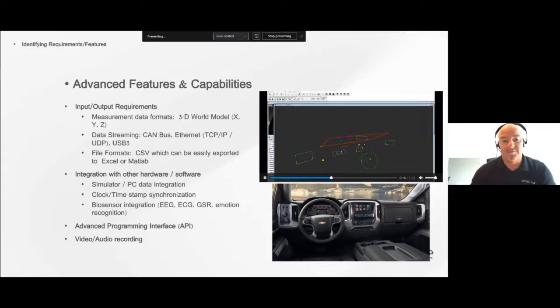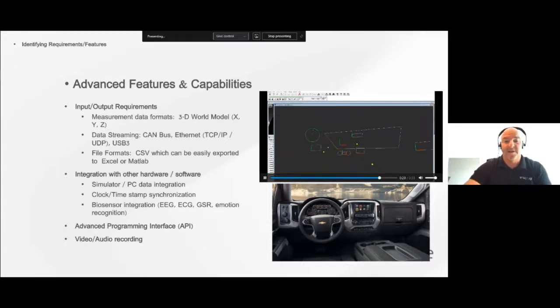Research-grade systems also tend to provide several data streaming options, such as UDP or TCP, to stream your data to another PC or simulator. They also support multiple file formats, such as Excel or MATLAB, or if you're doing automotive testing, they can even output to a CAN bus. Some tracking systems can even support integrating data feeds with simulators, test PCs, and other biosensors. This can even include timestamping and time syncing multiple data streams together using network time protocol. This timestamping capability is especially useful for analyzing reactions to stimuli during research.